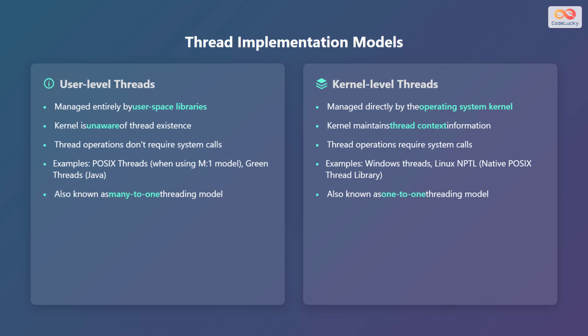Another approach is kernel-level threads. Kernel-level threads are managed directly by the operating system kernel. The kernel maintains thread context information. Thread operations require system calls. Examples include Windows threads and Linux NPTL native POSIX thread library. This is also known as one-to-one threading model.